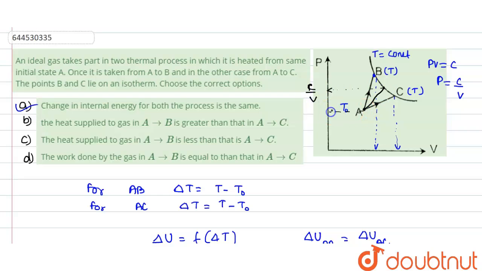Now what is the initial pressure? We say that initial pressure is P naught. What is the initial volume? We say that initial volume is V naught. Now what is the volume at this point, which we have taken as an arbitrary point? So we can say that volume would be equal to V.